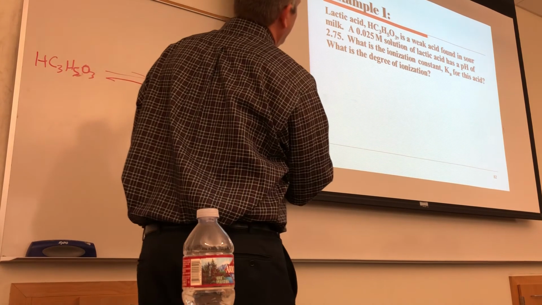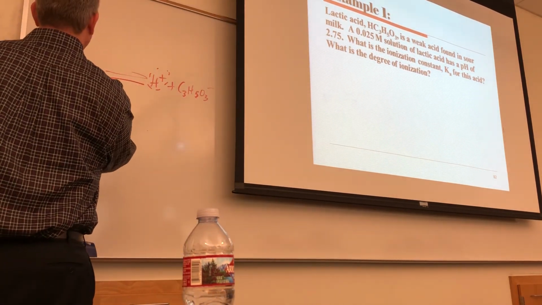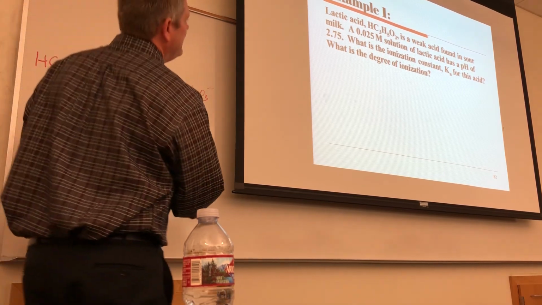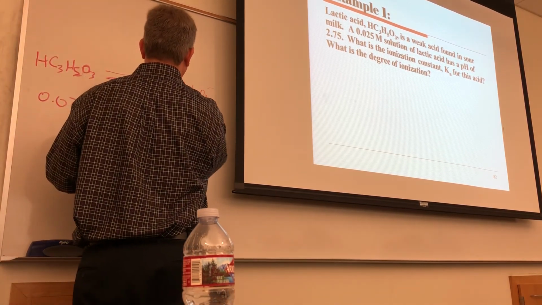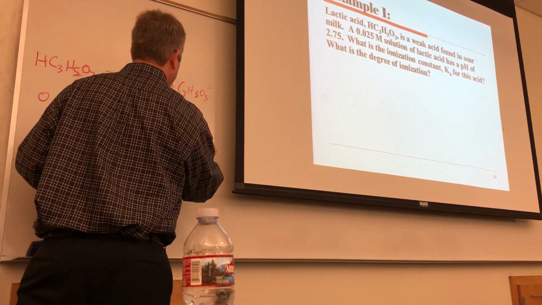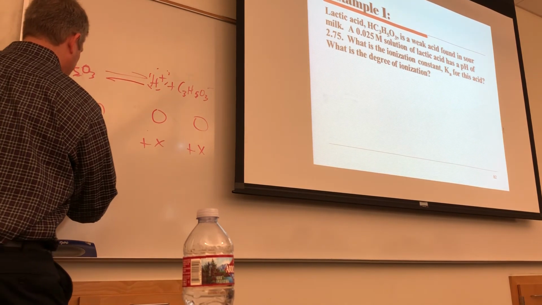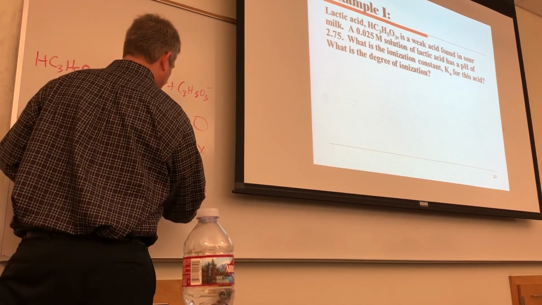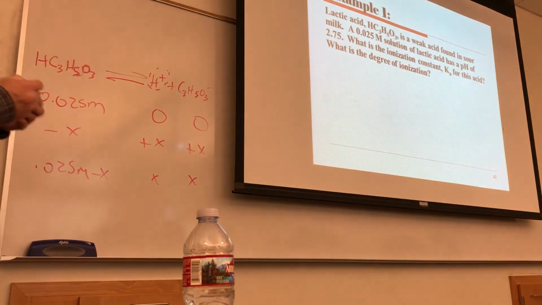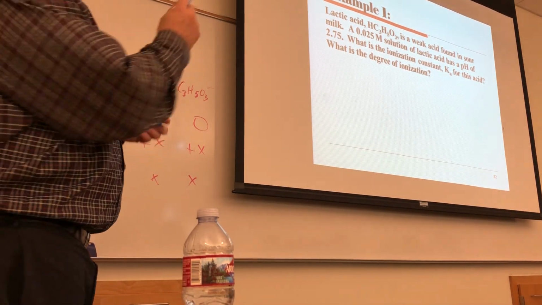Okay, so I have 0.025 molar, right? And that means I have what here? 0 and 0. Minus x, plus x, plus x. 0.025 molar minus x, and x. Now in this case, can I solve for x? Which x can I solve for? Or does it matter? The lactic. For the products, what do I have?